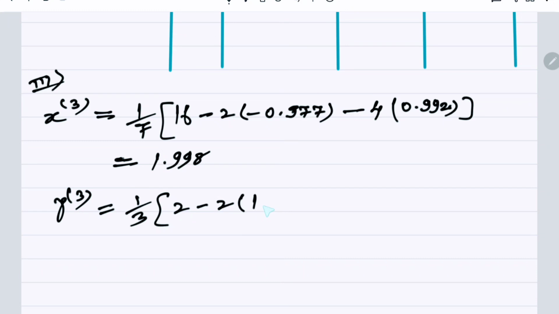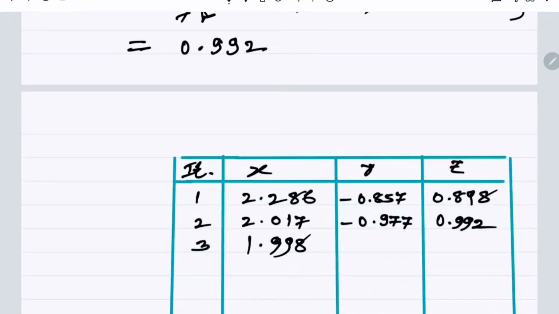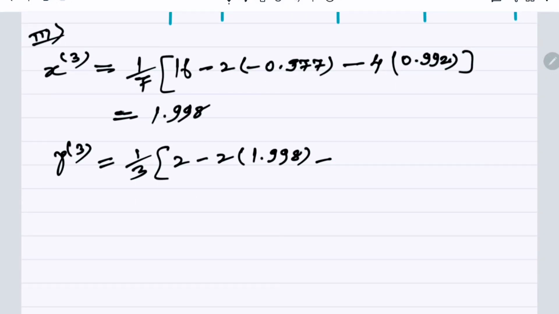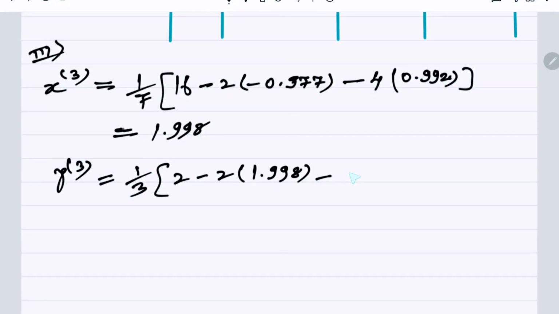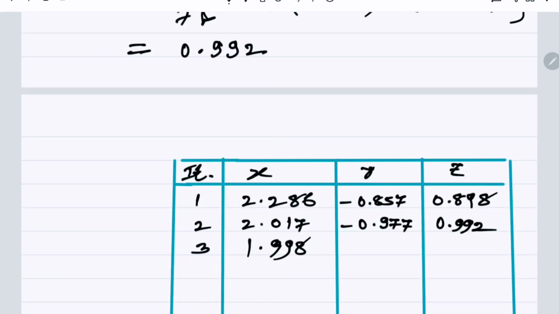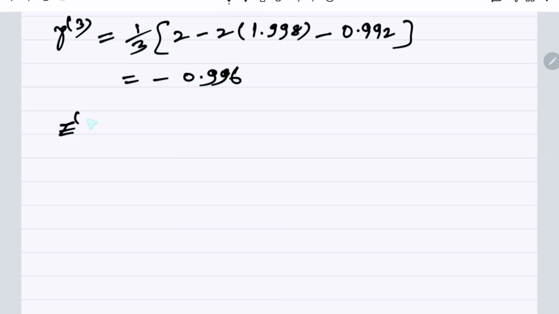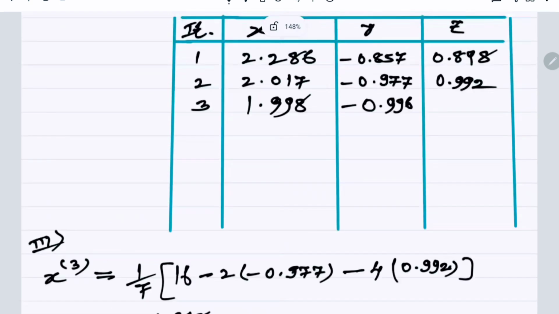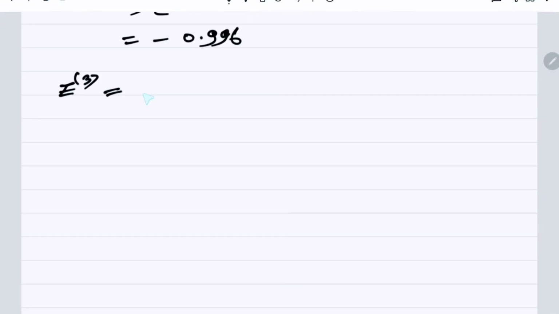Then using B we find y3 as 1 by 3 times (2 minus 2 times x, where x is 1.998, minus the latest z, the latest z is 0.992), and by calculator we get that sum as minus 0.996. Therefore this is y3.